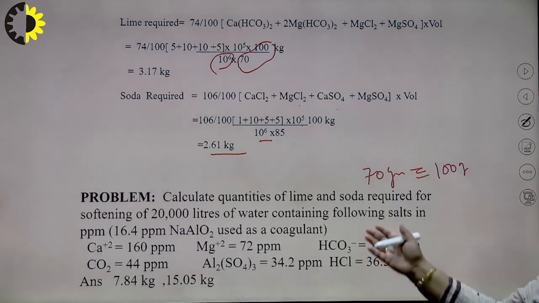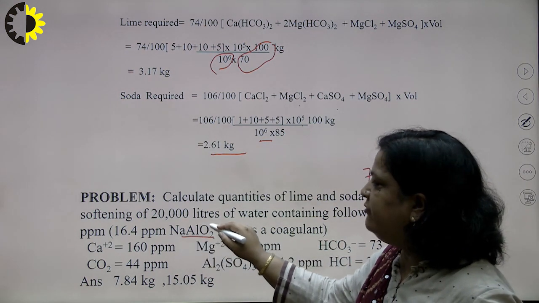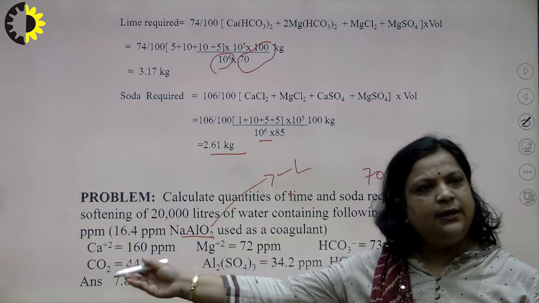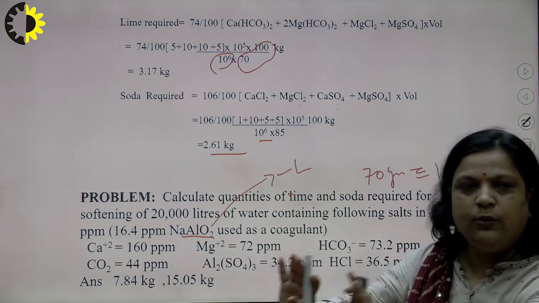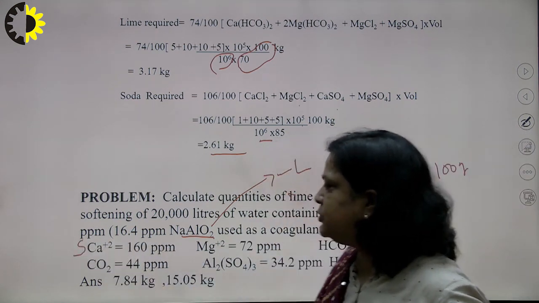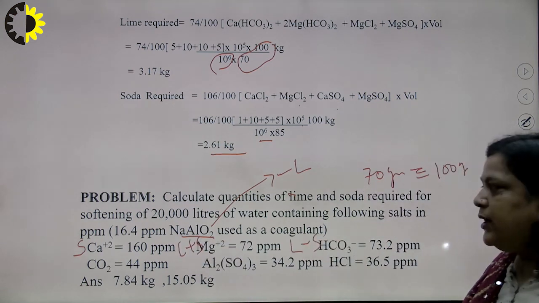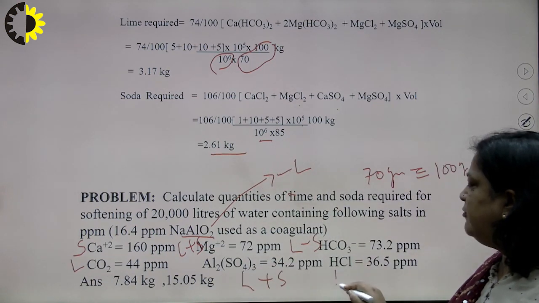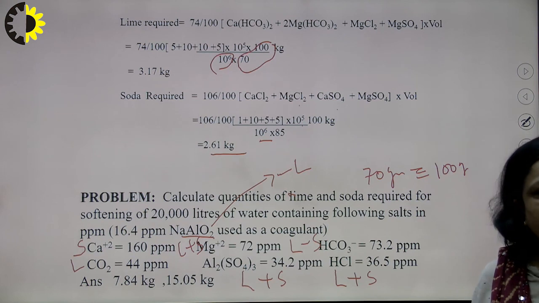Now this question is for practice, and it is a very important question. So we can apply this. Here NaAlO2 is there, and we know that for NaAlO2 it is minus L, and for calcium, directly calcium should be converted into calcium carbonate. So we can say here soda, magnesium, lime plus soda, bicarbonate, lime minus soda, CO2, lime, and this is Lm, which is L plus S for HCl, L plus S. And this is the answer, 7.84 and 15.05 kg.